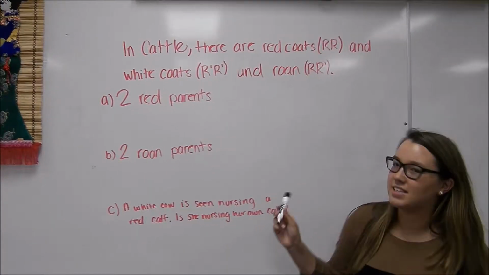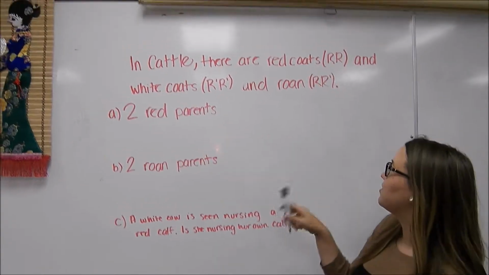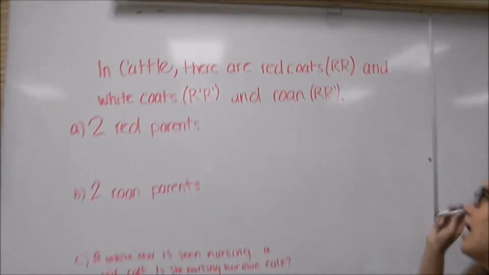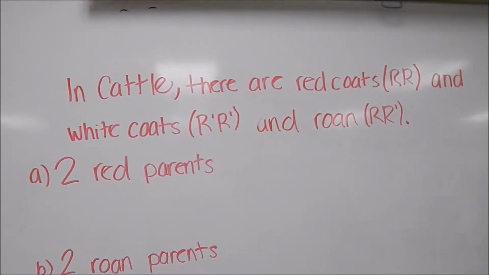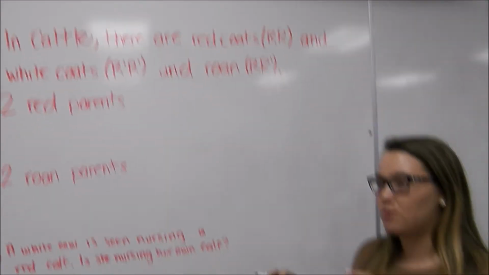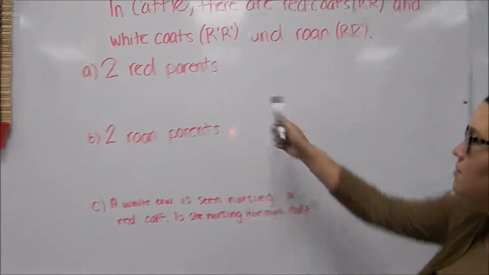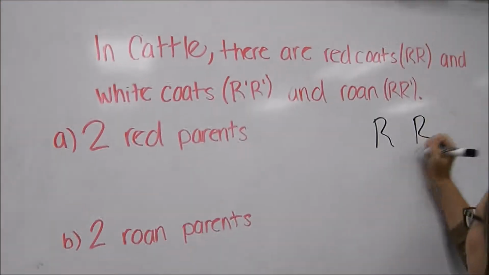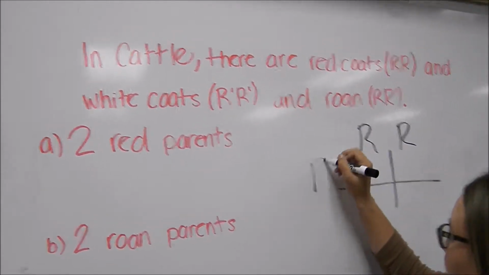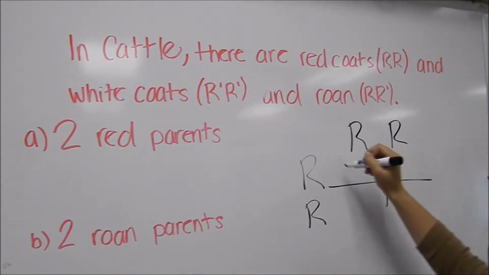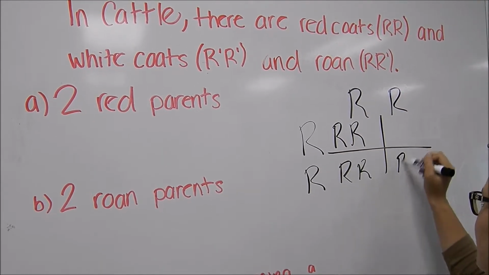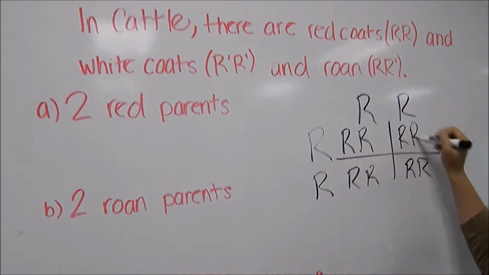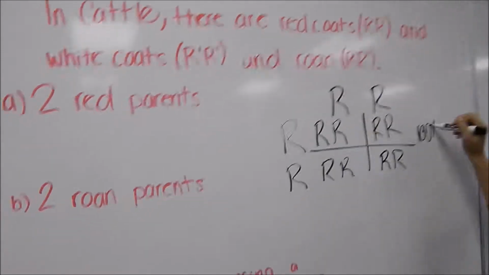So this is a codominance problem, and in cattle there are red coats, which is RR, and white coats, which is R prime R prime, and roan, which is R R prime. And a roan means that it's red with white spots below. So if we start off with two red parents, you have RR and RR. So if you match them all up, you get RR for all of these, and it's 100% red.